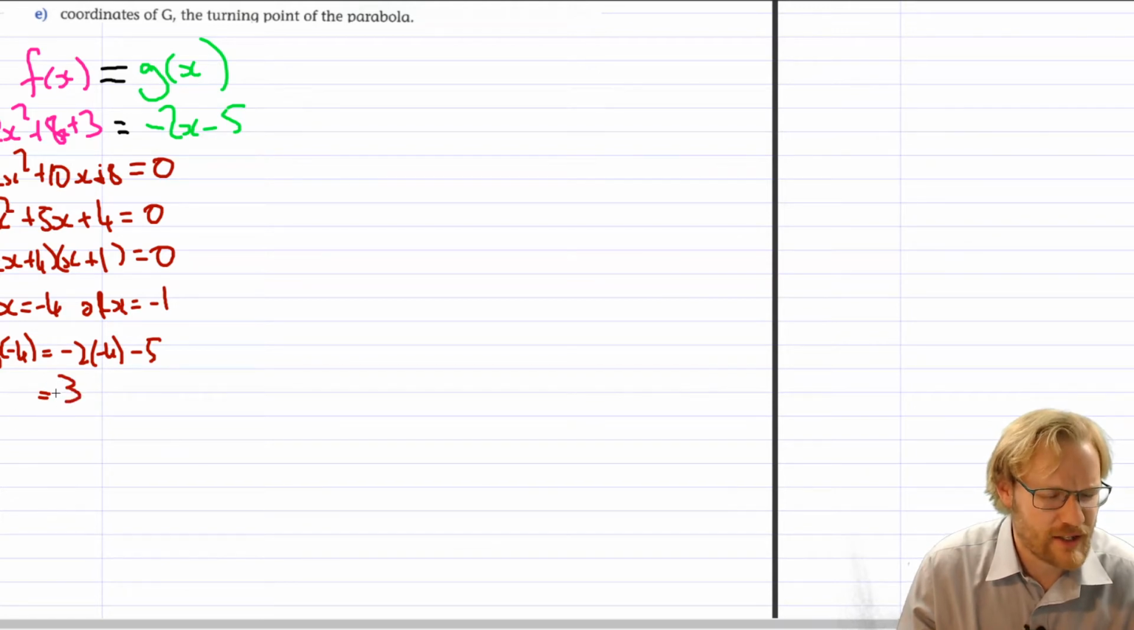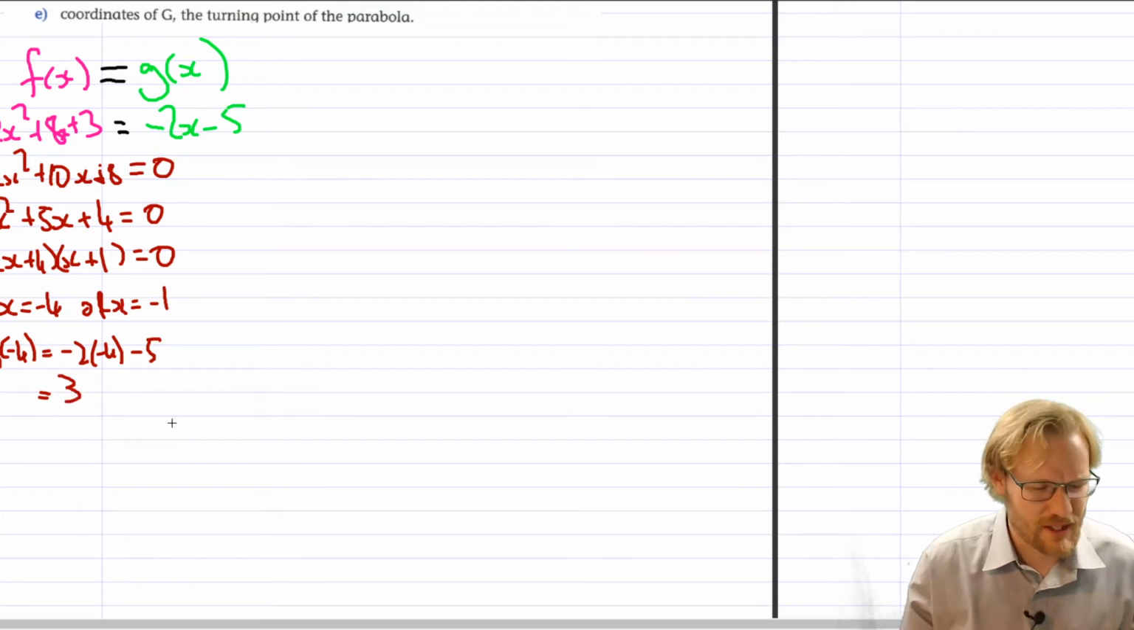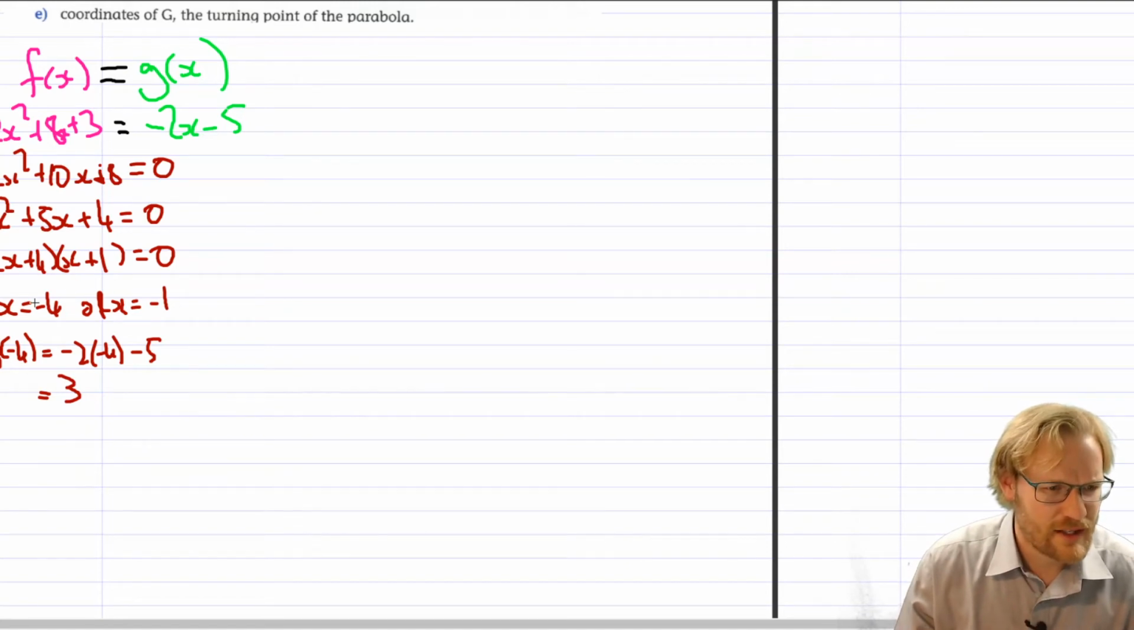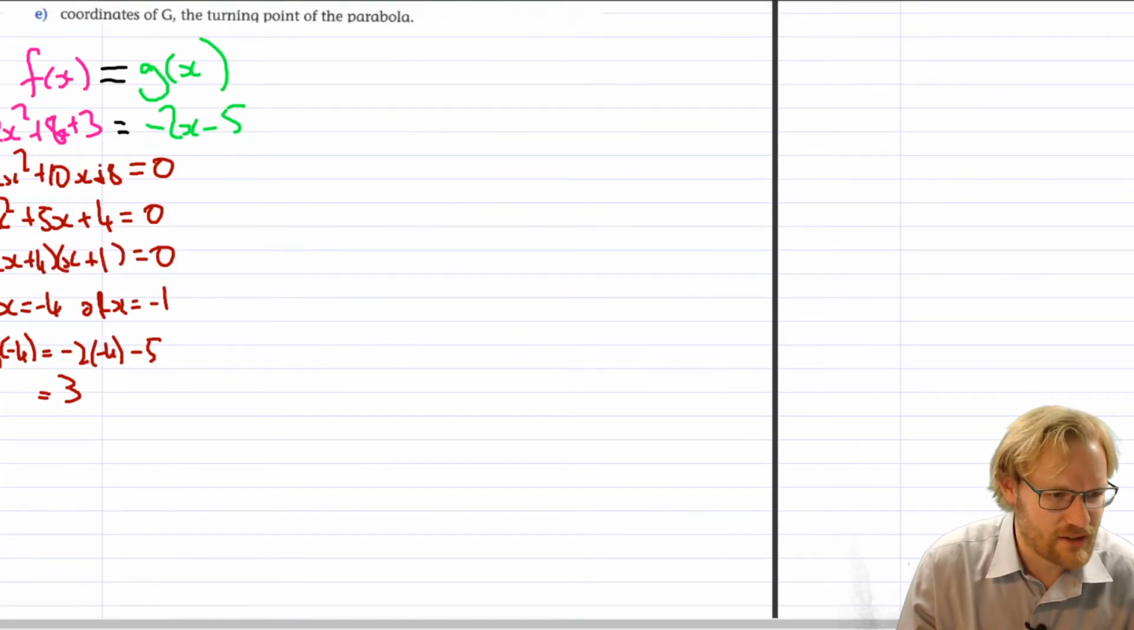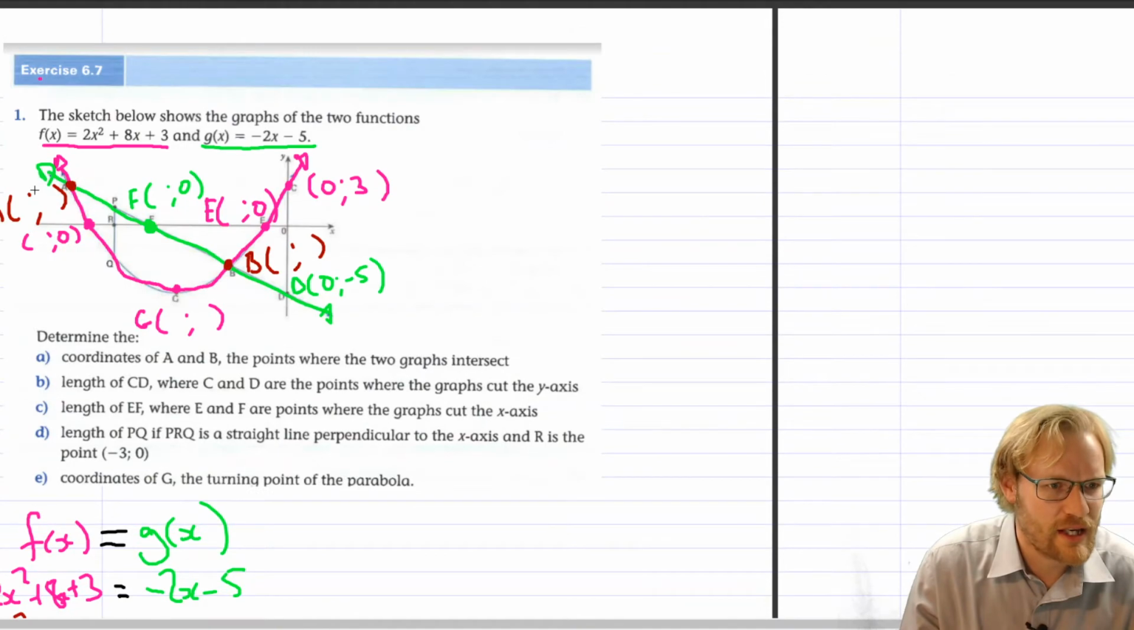So what have we really found out there? I keep reinforcing this, and I think it's worthwhile. x is minus 4, y is 3, when the two are equal to each other, so minus 4, 3 must correspond to A. Let's write that in here. A has the coordinates minus 4, 3. I'm going to put it straight in the diagram because we might need it. Let's just keep putting stuff in.